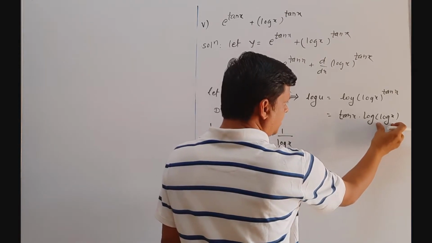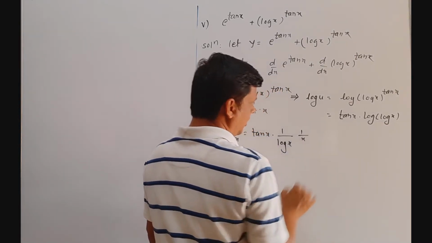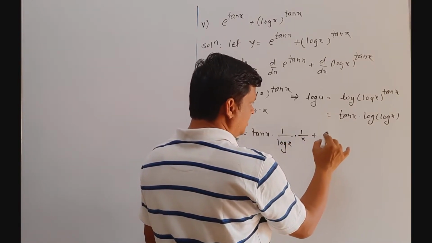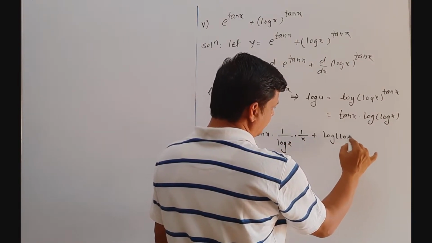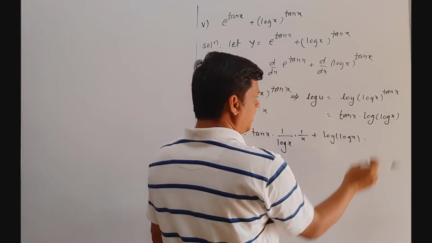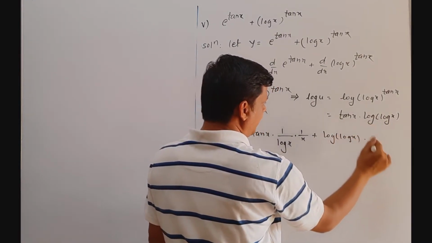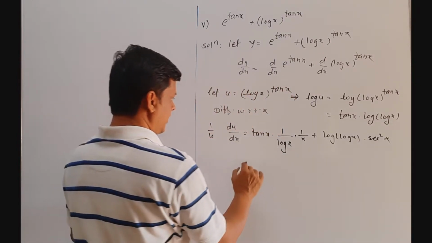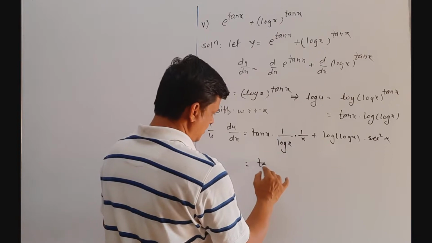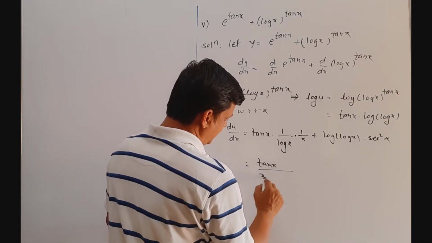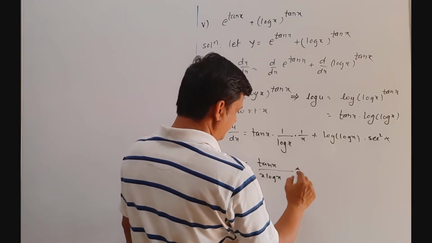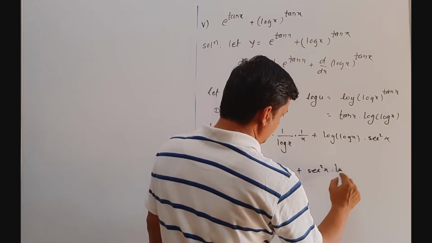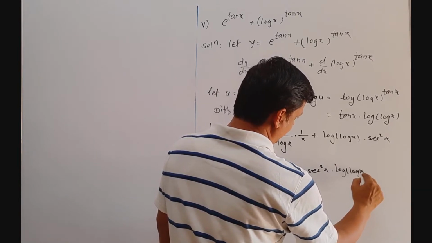Then the derivative of this inner function. The derivative of log x is 1 by x. So first function into derivative of second, plus second function into derivative of first, that is log of log x into derivative of tan x. The derivative of tan x is sec square x. So write this as tan x upon x log x plus sec square x into log of log x.